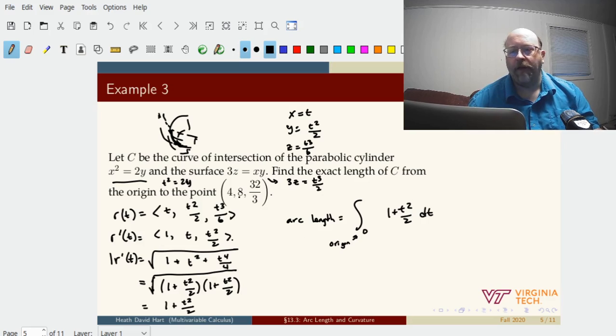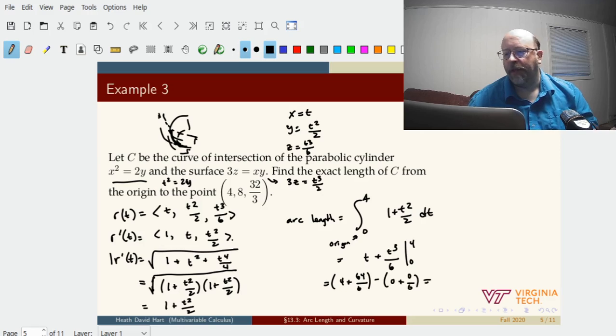If t is equal to 4, then 4 squared over 2 is 8, and 4 cubed over 6 is 64 over 6, which reduces to 32 over 3. So our ending time is 4. We integrate this and we get t plus t cubed over 6 from 0 to 4. And so we get 4 plus 64 over 6 minus 0 plus 0 over 6, which will be 4 plus 32 over 3, which is 44 over 3.